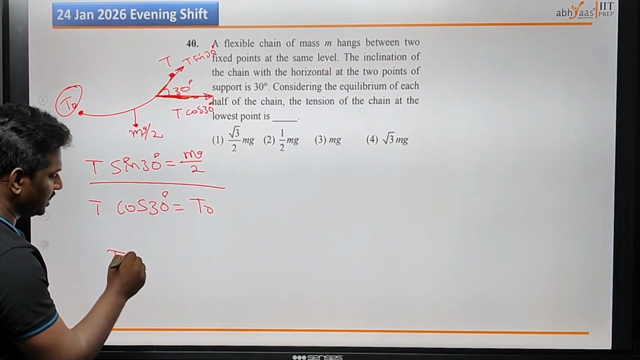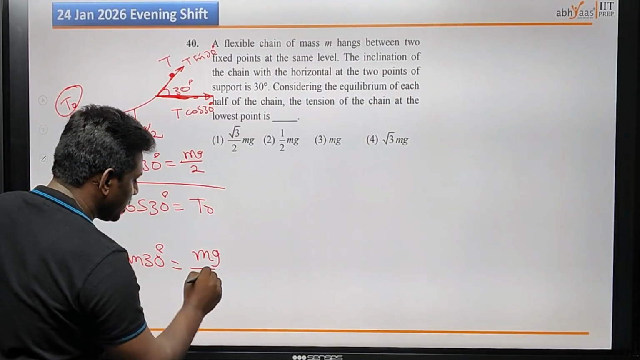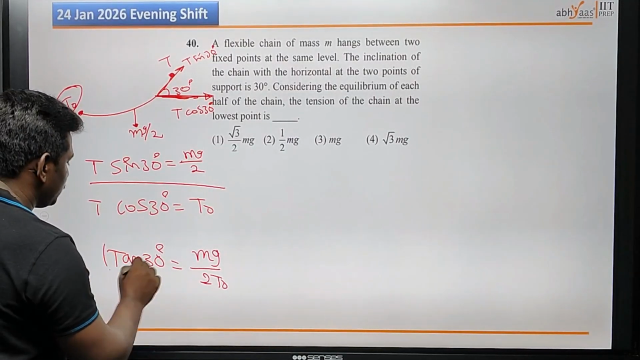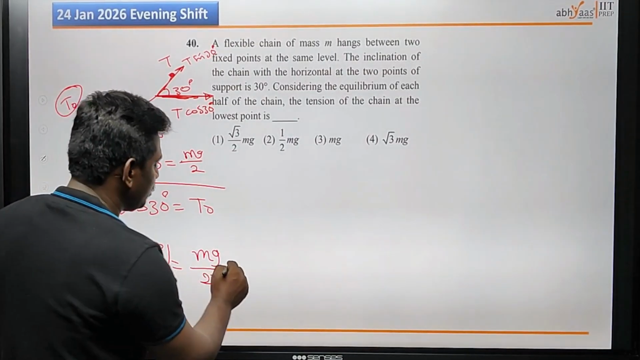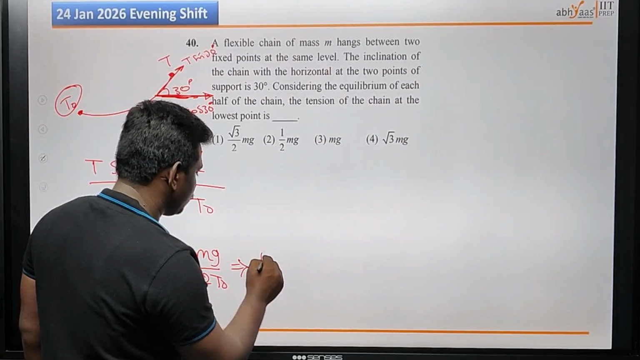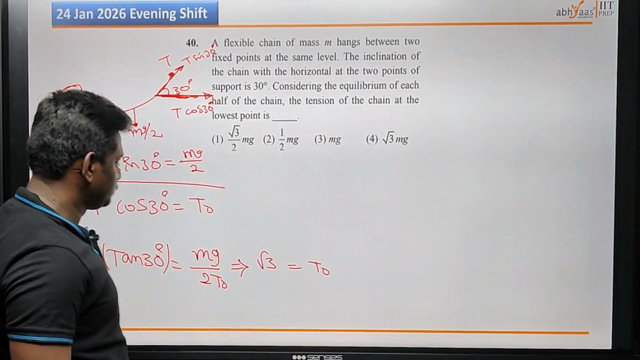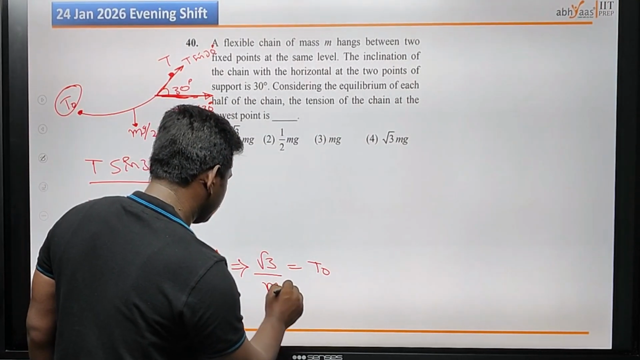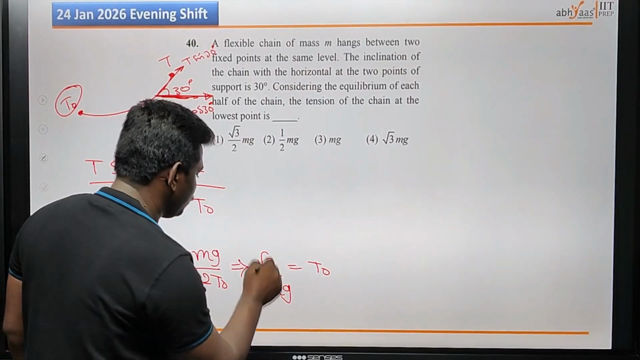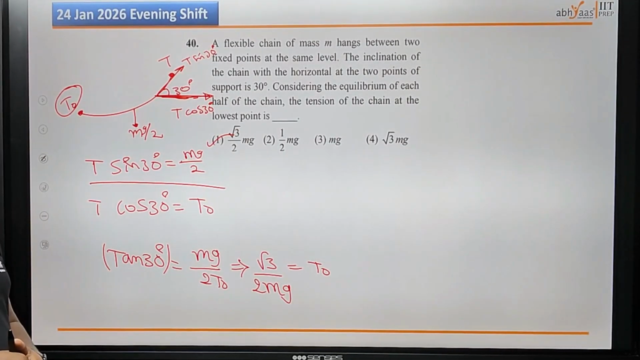So tan 30 can be written as mg by 2 T naught, but you have to find the T naught. This is the value of 1 by root 3. So see here, 1 by root 3. So T naught equals root 3 by mg. Root 3 by 2 mg. This is your answer. Option 1 is your answer.